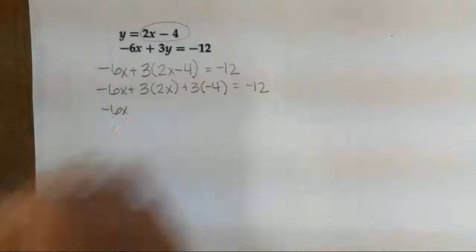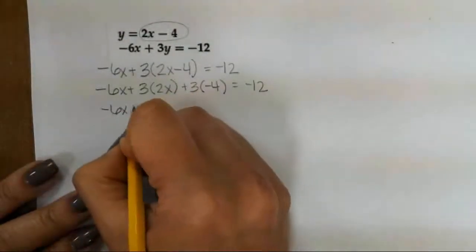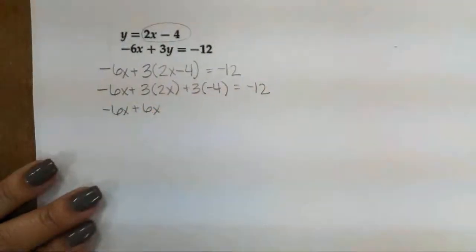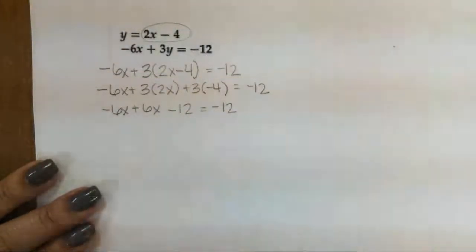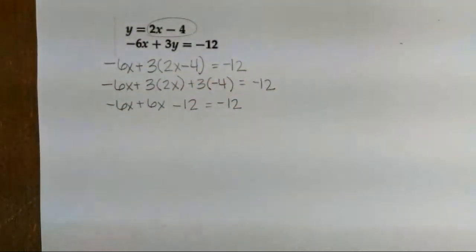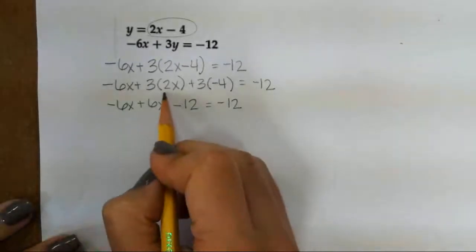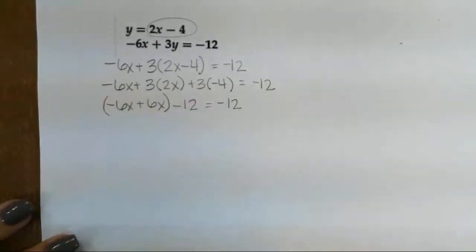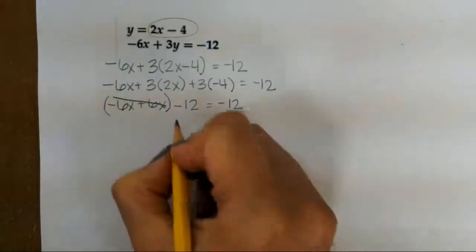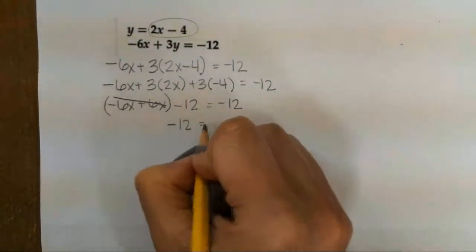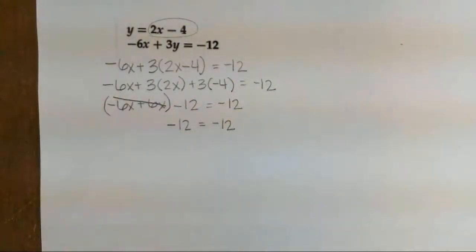Negative 6x plus 6x minus 12 is equal to negative 12. What do you notice here? Okay, here when I combine my like terms, if I have negative 6 plus 6, that cancels out. It equals 0. So I'm left with negative 12 equals negative 12.